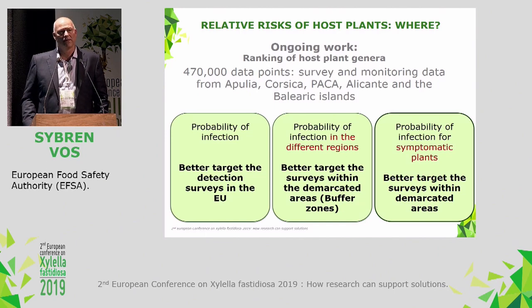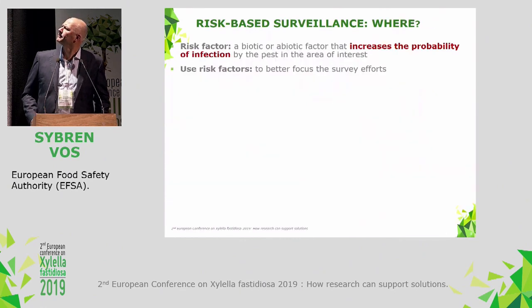And the third element that we are preparing is the calculation of the probability of symptomatic plants to be infected. This would also help a lot in a more informed choice of the host plants to survey within demarcated areas. This is all ongoing work, and we expect all of it to be finalized before the end of the mandate. And of course, we are going to have a first presentation of the outputs at the end of November to the member states.